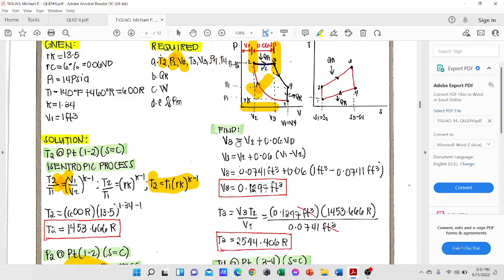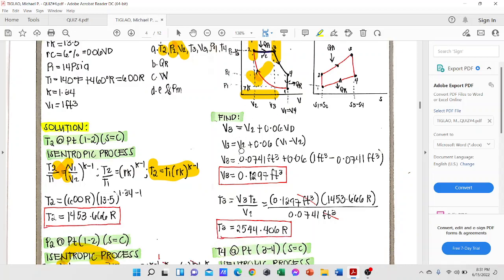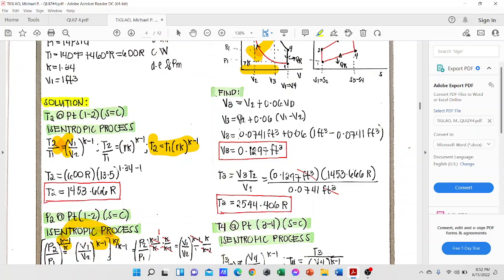So, V3 bali, di ba yung VD natin is equals to V1 minus V2. So, yung value ng V2 is 0.0741 cubic feet. Yung plus natin yung 0.06. Then, yung V1 natin is 1 cubic feet minus yung V2 na 0.0741 cubic feet. Therefore, yung volume 3 natin is equals to 0.1297 cubic feet.